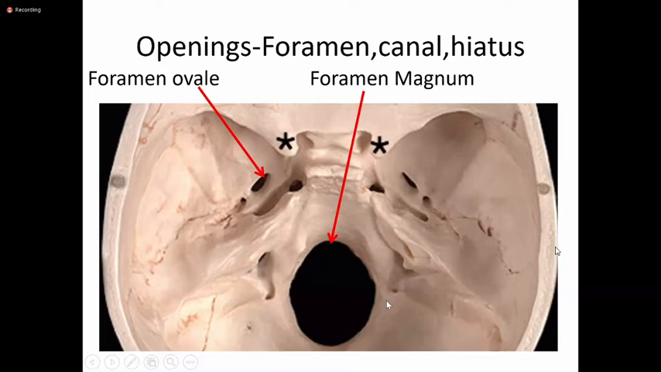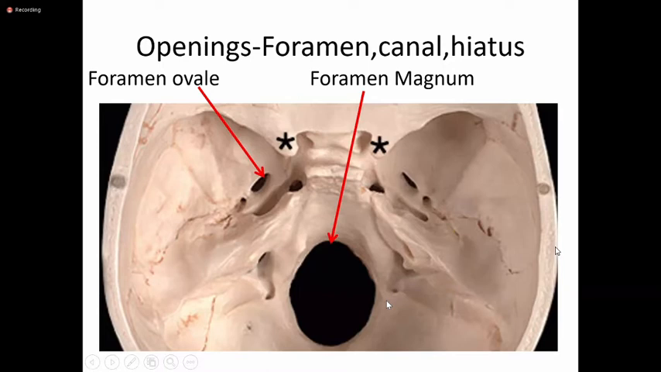This is oval shaped, hence it is called ovale. Foramen ovale. Foramen spinosum, the smaller one. Then foramen lacerum. All these are the foramina which are present on the base of the skull, through which the structures either enter into the skull or they come out of the skull.